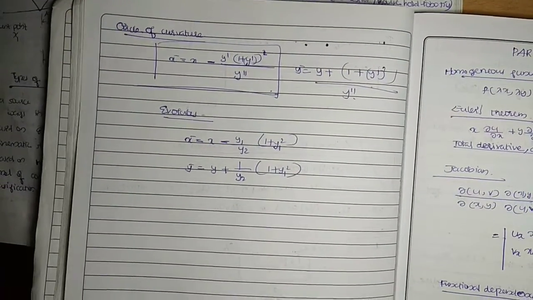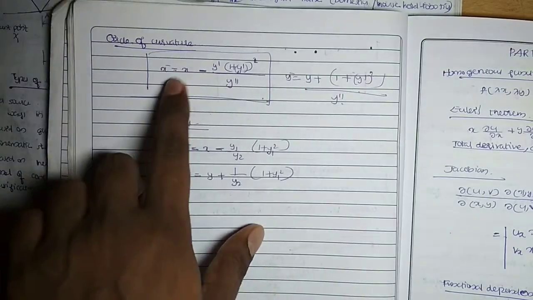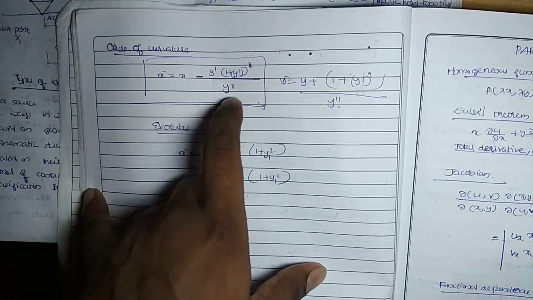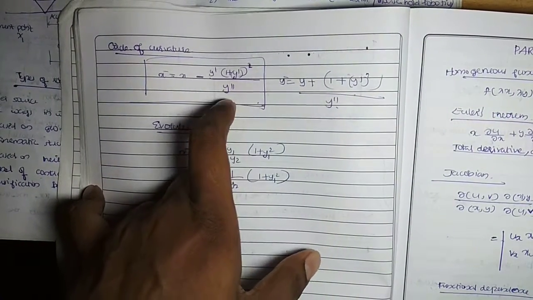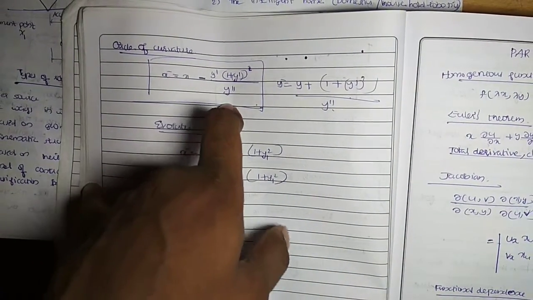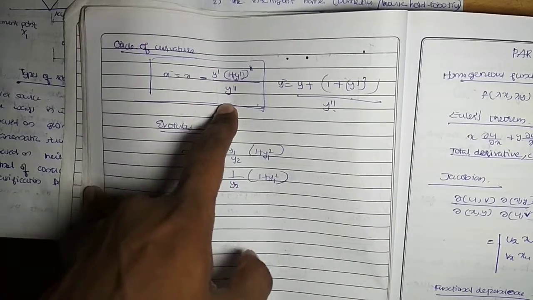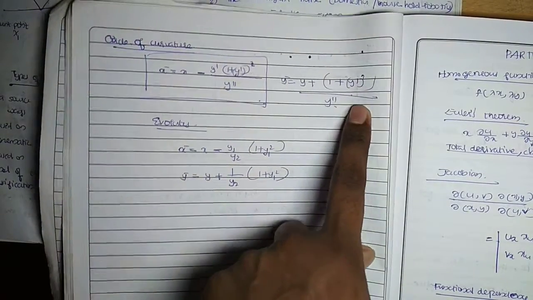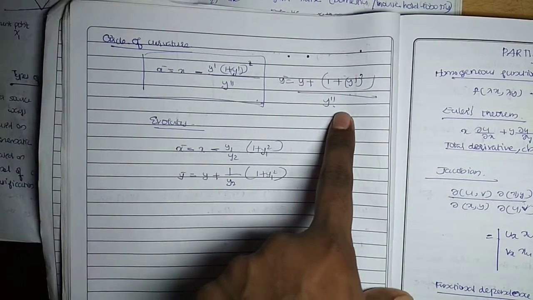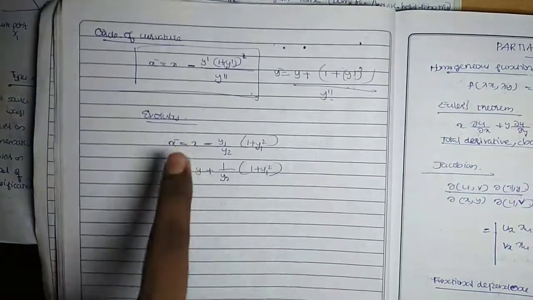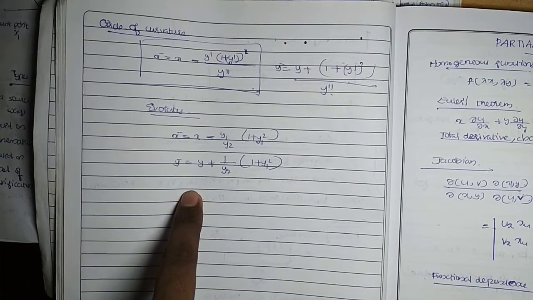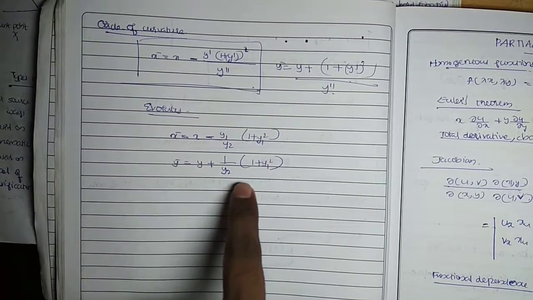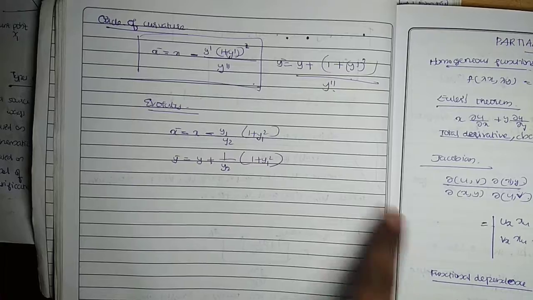Circle of curvature: x bar is equal to x minus y dash into 1 plus y dash the whole square divided by y double dash, where y double dash means the second derivative of y. Y bar is equal to y plus 1 plus y dash the whole square divided by y double dash. That is, x bar is equal to x minus y1 by y2 into 1 plus y1 square, and y bar is equal to y plus 1 by y2 into 1 plus y1 square.